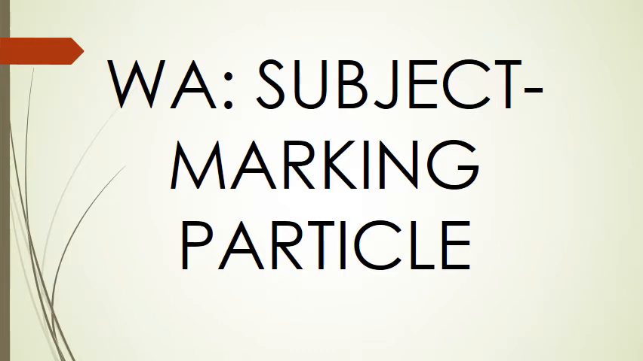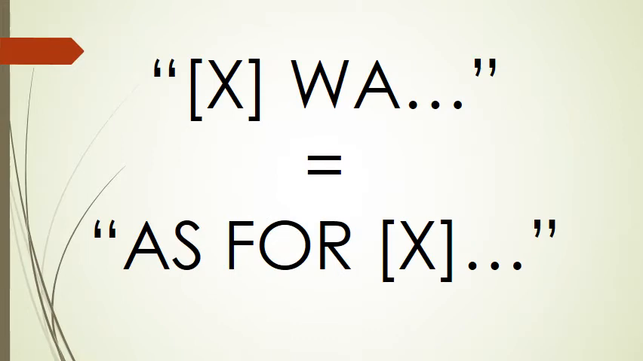You'll remember in our last lesson we learned a little bit about particles, short words that serve different functions in the Japanese language. For example, ka is our question particle. Wa comes right after the subject in a sentence in Japanese, and it marks the word right before it as the subject of the sentence. If you want a more exact English translation, you can think of wa as meaning as for. So for example, X wa could be translated as for X.